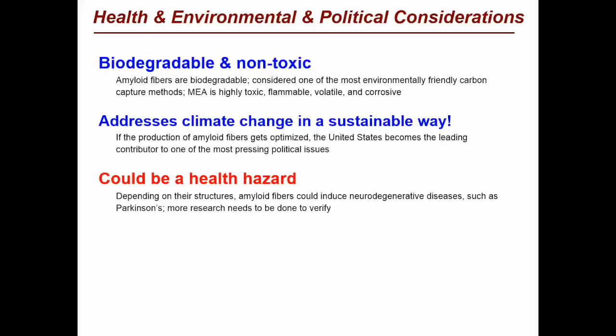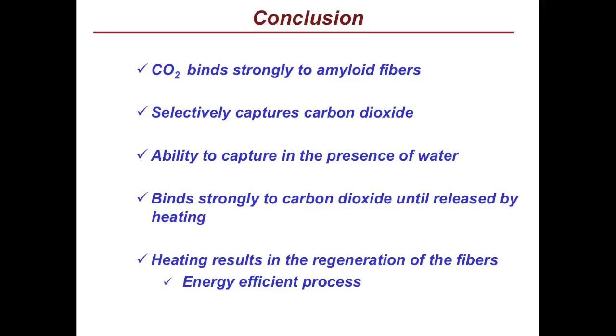However, these fibers were previously known for causing various neurodegenerative diseases such as Parkinson's or Alzheimer's, which are dependent on their structures. So more research needs to be done to verify whether or not they could be a health hazard. In conclusion, the use of amyloid fibers in CCS is promising. However, more research needs to be done. We are hopeful it serves as a solution to our current issue of climate change.